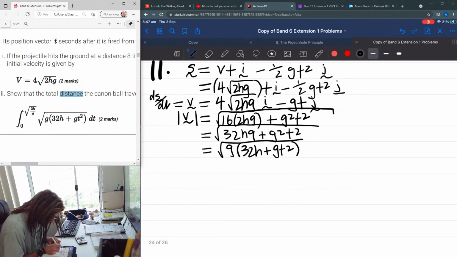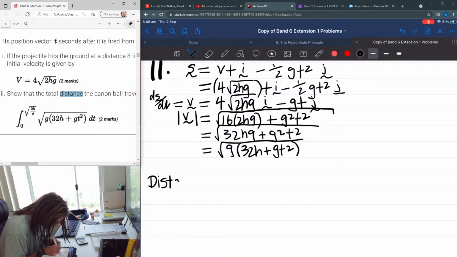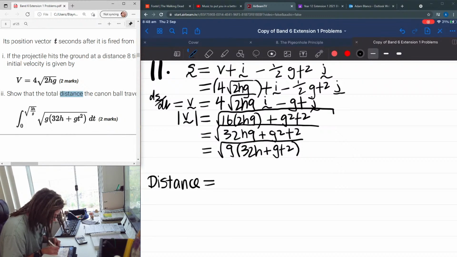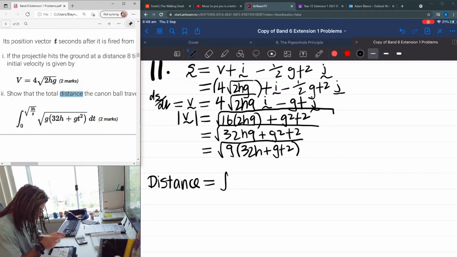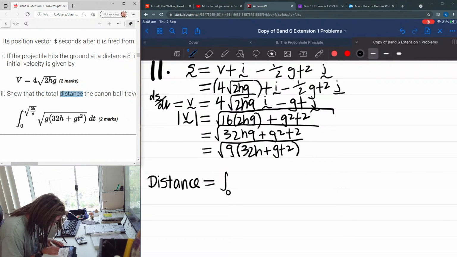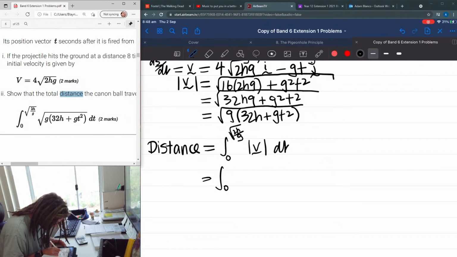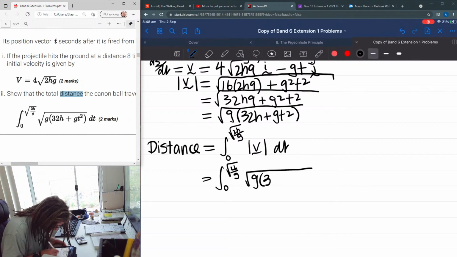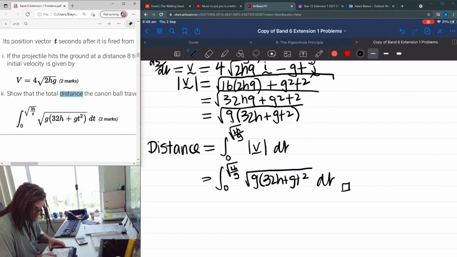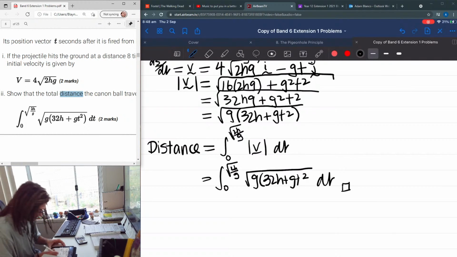Okay, and then the distance is the integral of the flight path, which was from time 0 to root 2h on g, of the magnitude of the velocity with respect to time. So then that's 0 to root 2h on g, and all that. So g outside of 32h plus gt squared with respect to time. That is required. Does that kind of make sense? I feel that's a weird question.